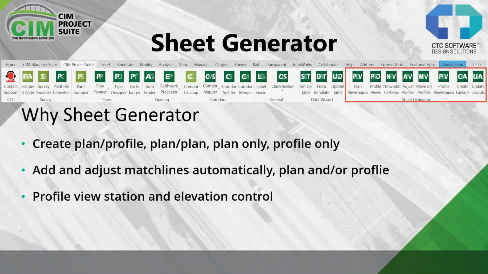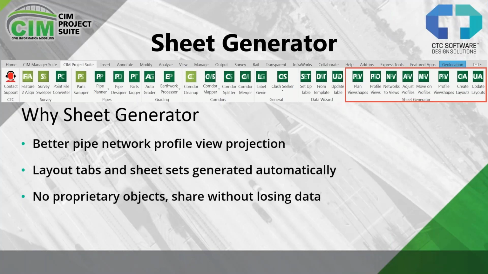So we can create plan and profile, plan and plan, plan only, profile view, similar to the native tools, but again, with way more flexibility. So we can add and adjust our match lines automatically in plan and/or profile. And our profile view station and elevation control is much easier to use. We also have better pipe network to profile view projections. We can do that on the fly.